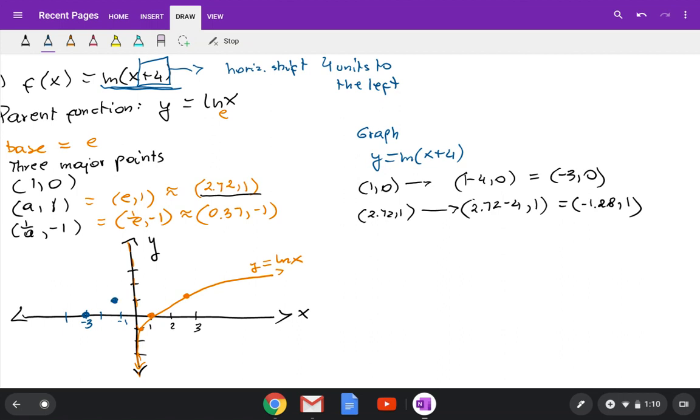And the third point, which originally was 0.37 comma negative 1, we have that horizontal shift 4 units to the left, take the original x coordinate 0.37, subtract 4, y coordinate stays the same. So that will give us negative 3.63 comma negative 1. And so this point right here will switch to negative 3.63, somewhere here, comma negative 1.